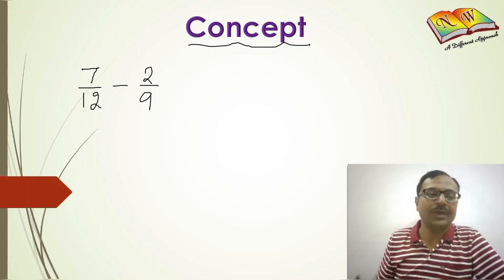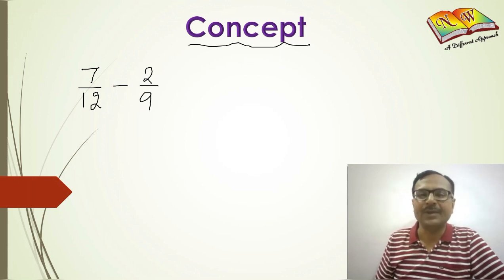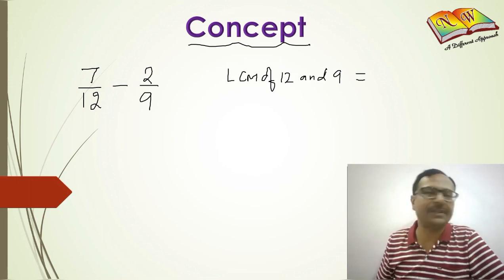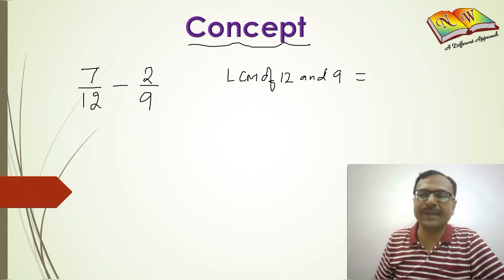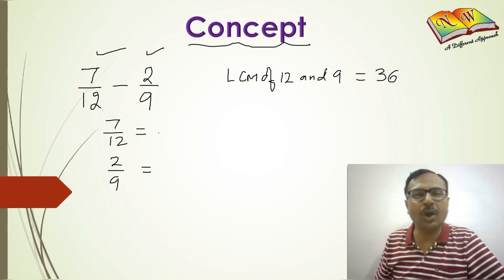Now, the two fractions have a different denominator, like 12 and 9. So we need to first be aware of the LCM of the denominators, that is 12 and 9. If you find the LCM using the traditional method of prime factorization, then you will know that the LCM of 12 and 9 is 36. Now we need to reduce 7 upon 12 in such a way that the denominator becomes 36, and also 2 upon 9. The two parts of the problem, we have to convert them to the common denominator.